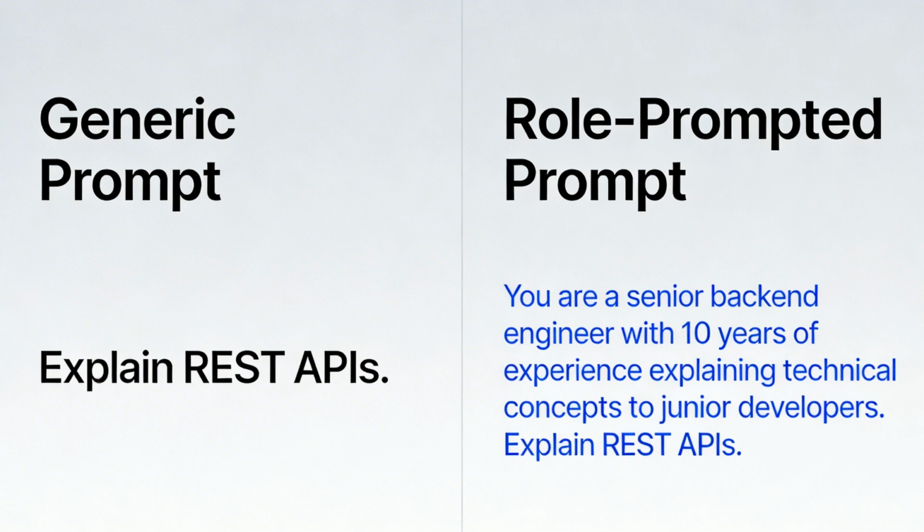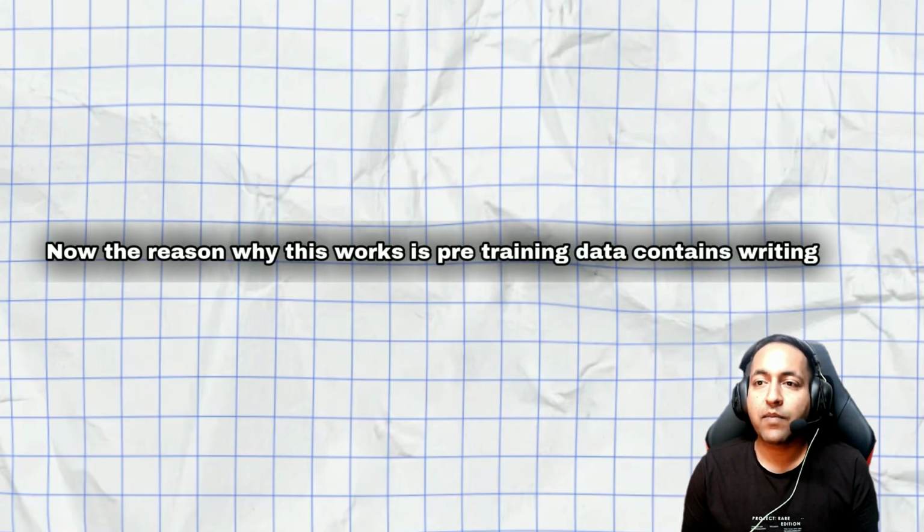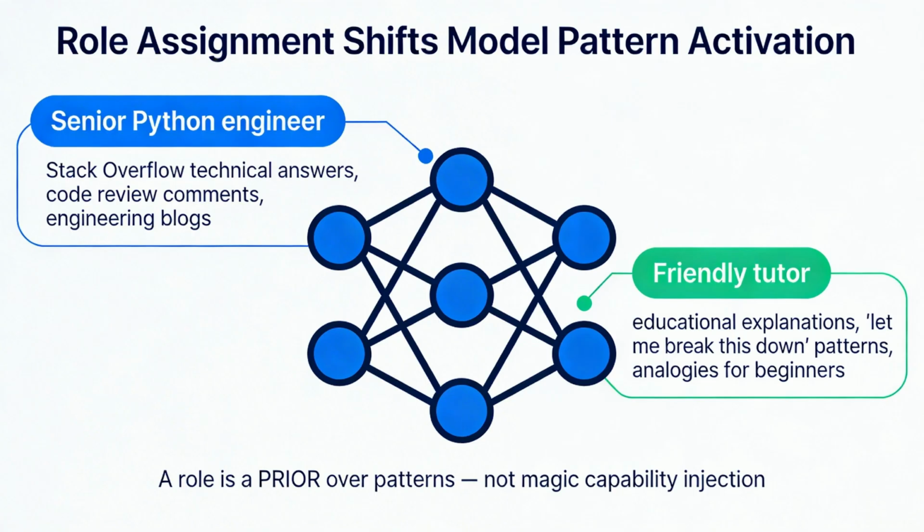Explain REST APIs. Now, the reason why this works is pre training data contains writing from experts at every level. Assigning a role shifts which patterns the model draws from. Senior Python engineer: Stack Overflow technical answers, code review comments, engineering blogs. Or if you want a friendly tutor: educational explanations, break this down patterns, and analogies for beginners. The role is a prior over which patterns to activate, not a magic capability injection.